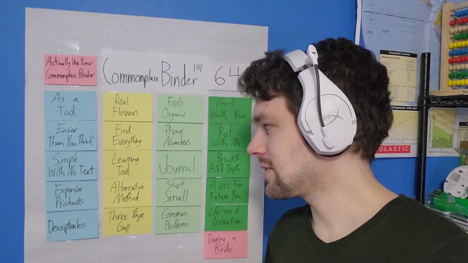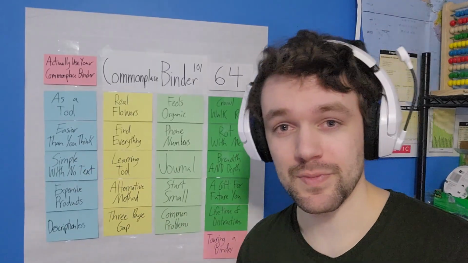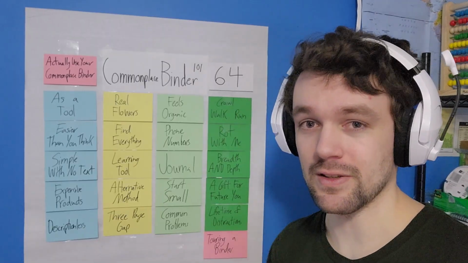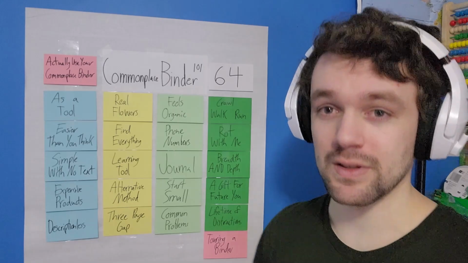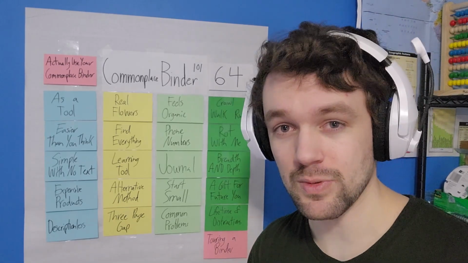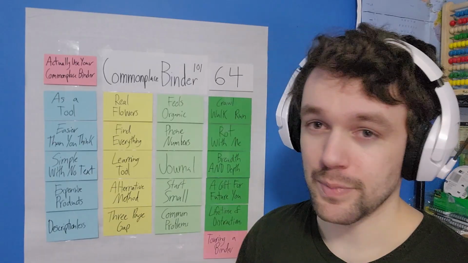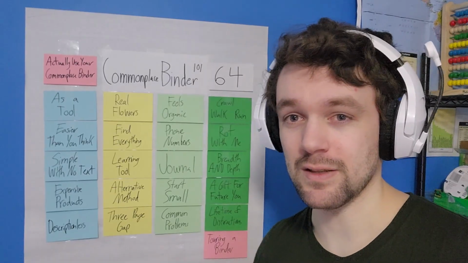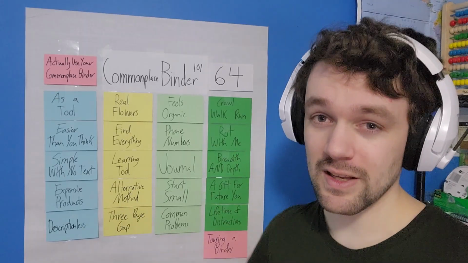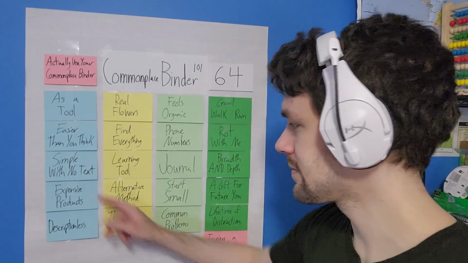Simple with no text. For some people, the thing to do is have absolutely no text in their binder. They just want to write random things or draw random things, and that's fine. Some people might say that's more of a sketchbook, but a Commonplace book is kind of like the common place where the things go. So if you do not have a sketchbook, they go in the Commonplace.